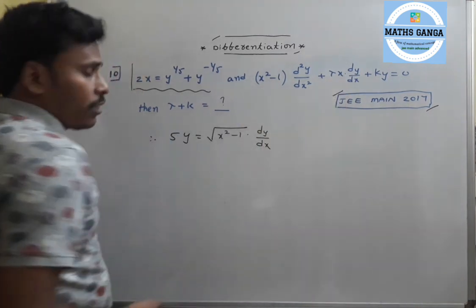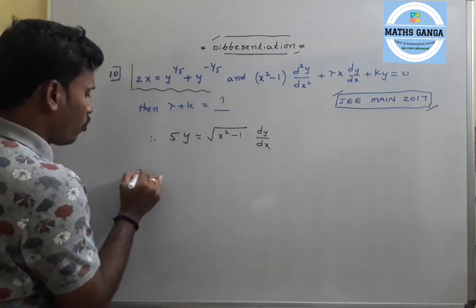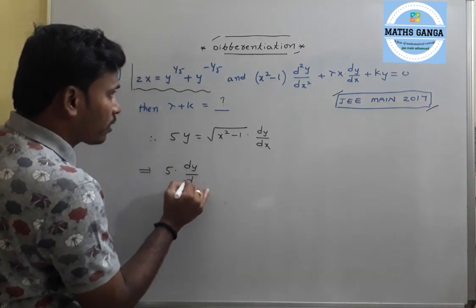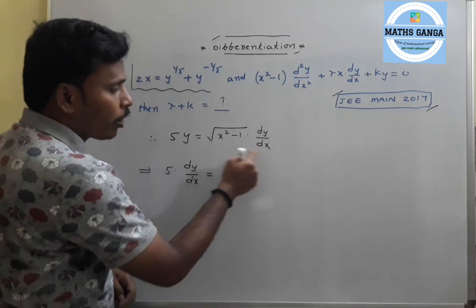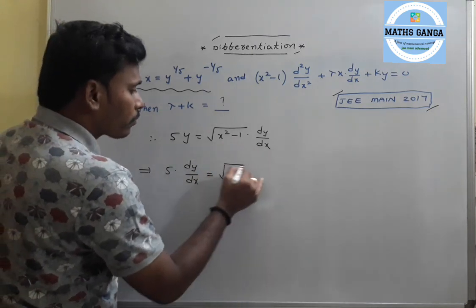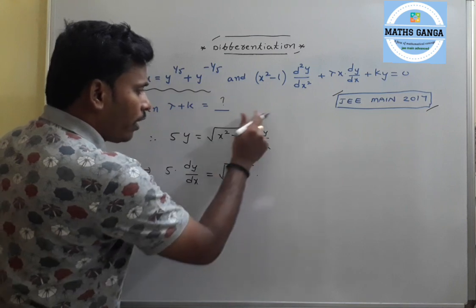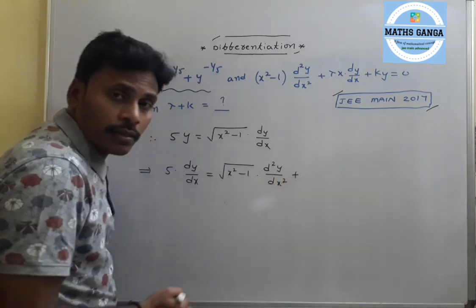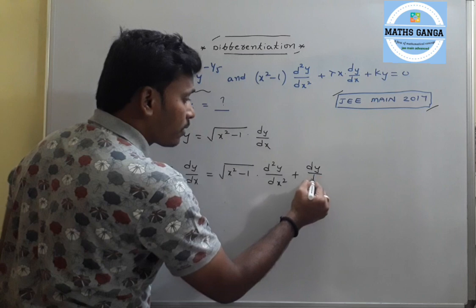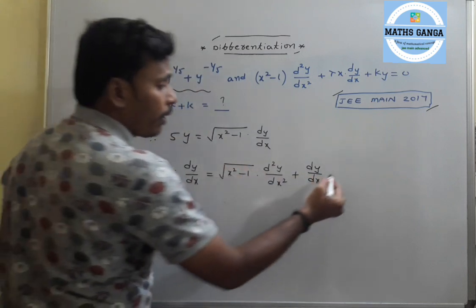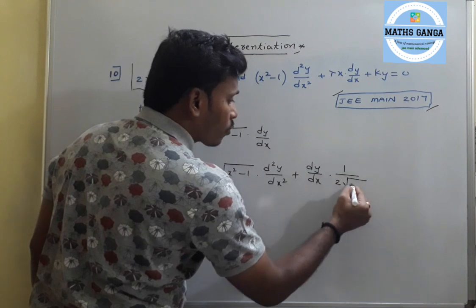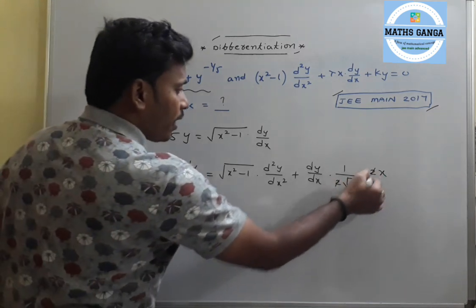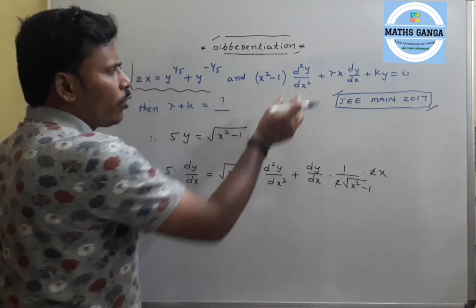So to establish this relation from here, again differentiate both sides with respect to x. So 5 into derivative of y with respect to x, dy by dx, is equal to, on this side we have a product of two terms. First term root x square minus 1 into derivative of the second part, which is d square y by dx square, plus second term dy by dx into derivative of this root x square minus 1, which is 1 by 2 root x square minus 1 into derivative of x square minus 1, which is 2x. So 2 and 2 get cancelled.